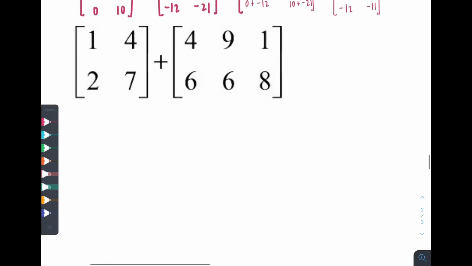All right, this next one over here, go ahead and do this one on your own. You should have said it was no solution. We can't add two matrices that don't have the same dimensions. Or I shouldn't say no solution, but more can't simplify.